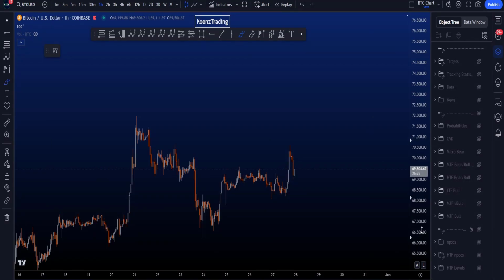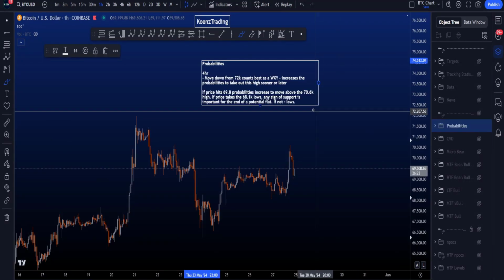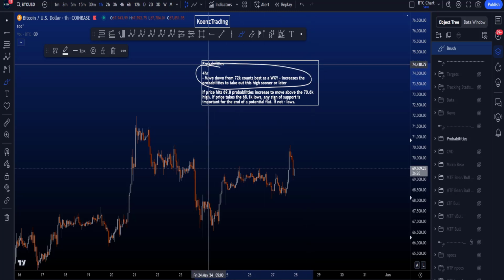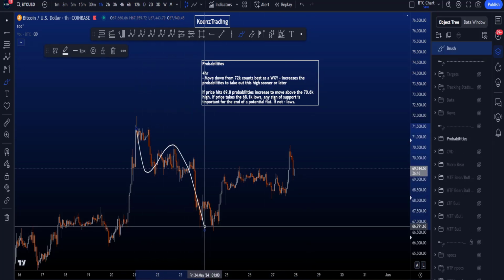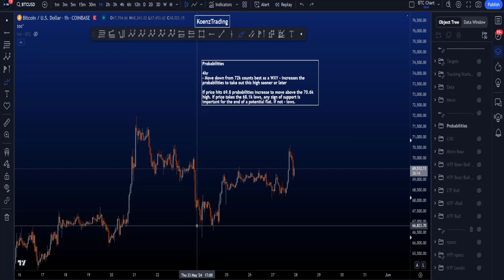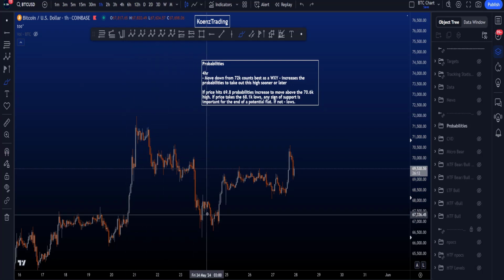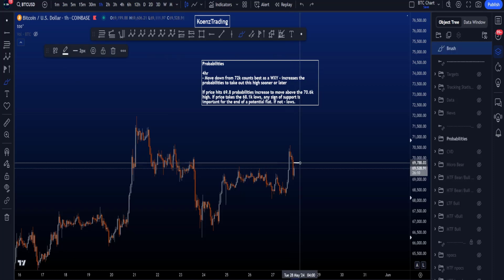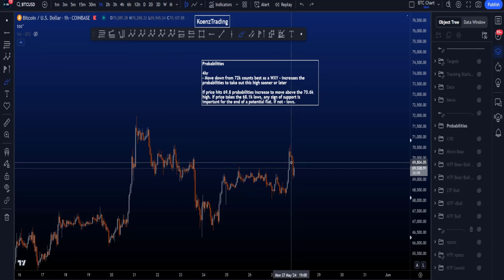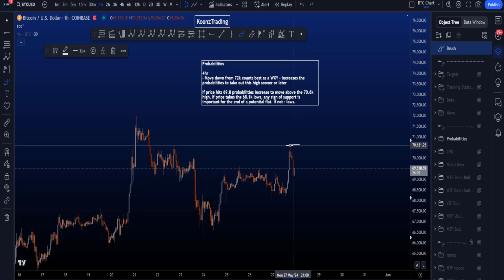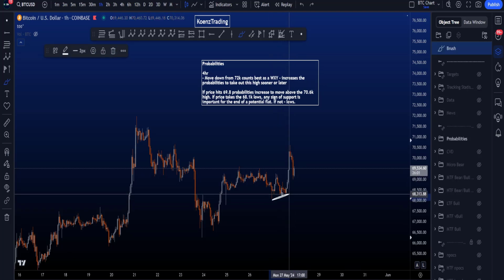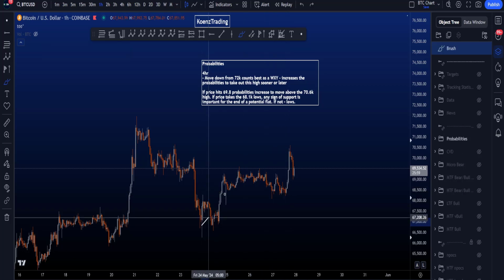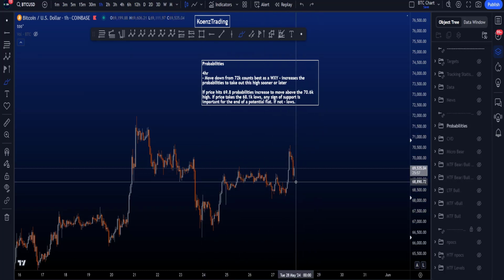If we then finally look at the probabilities of the different scenarios, then on the 4-hour time frame, the move down from 72k counts best as a WXY double zigzag, which increases the probabilities to take out this high sooner or later. If price hits 69.8k, it increases the probabilities to move above the high here of 70.6k sooner or later.